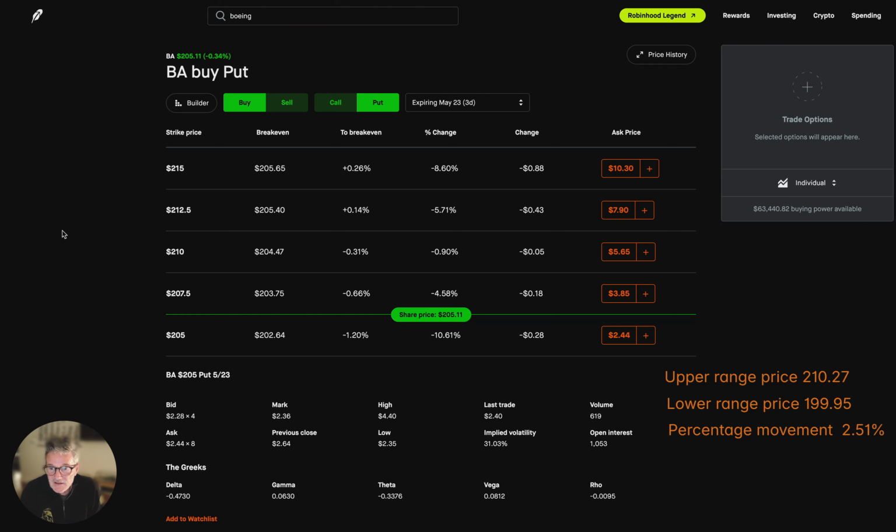We can calculate the expected range of movement as a percentage by dividing the expected range, 5.16, by the current price, 205.11, and multiplying by 100 to give us 2.51%.